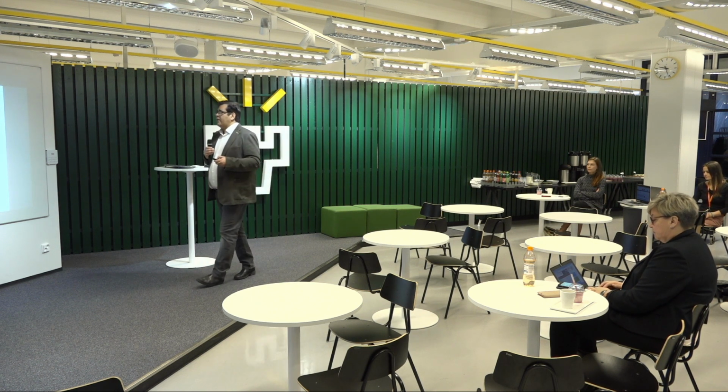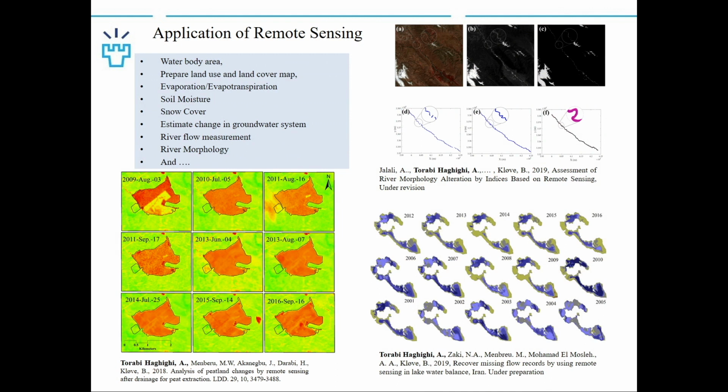So let's talk a little about the application of remote sensing as the last slide. What is remote sensing? Do any of you know the idea? Remote sensing is that we measure something without physical touch, like our eyes. Our eyes are a very good remote sensor, because without touching, we can measure everything.